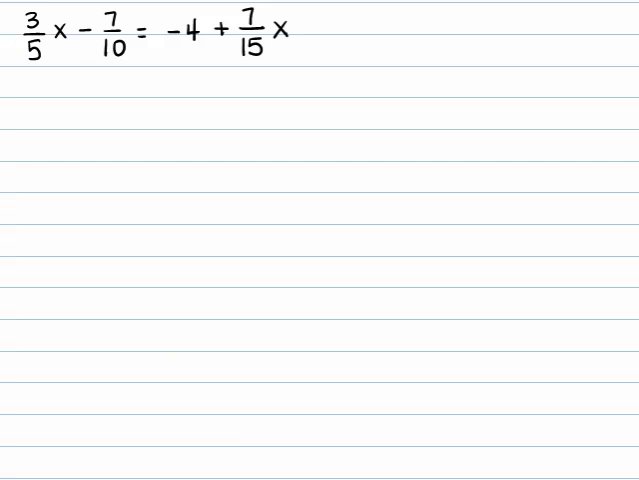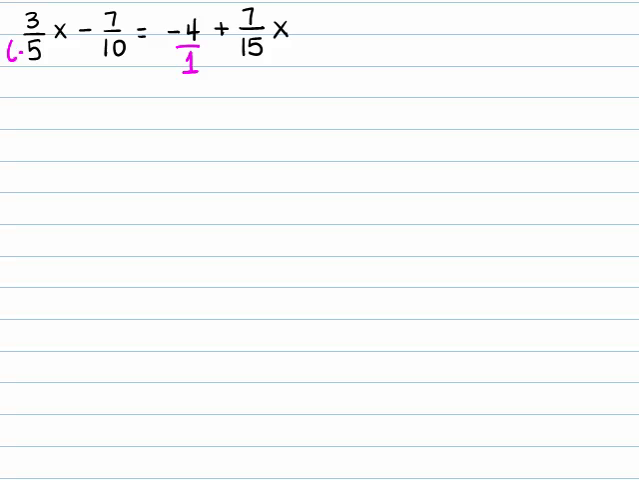Here is another example of an equation with fractions. There are 4 fractions in this equation. Don't forget that any whole number can be put over 1 to become a fraction. Again, I'm going to do the same process. I will make all these fractions with common denominator. The common denominator in this case is 30.